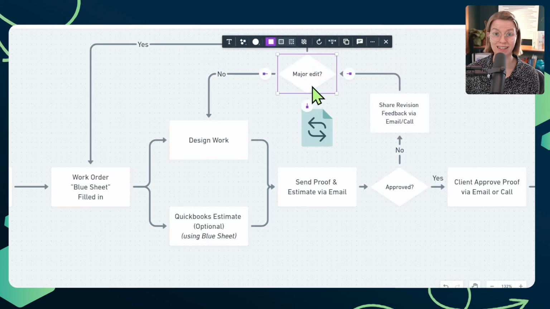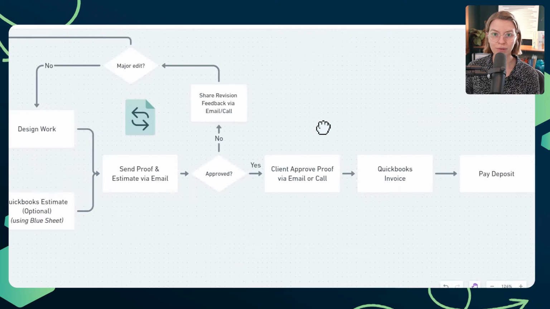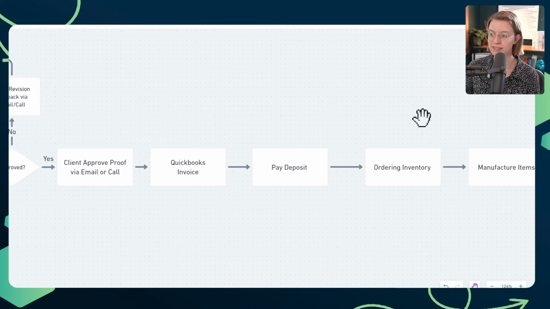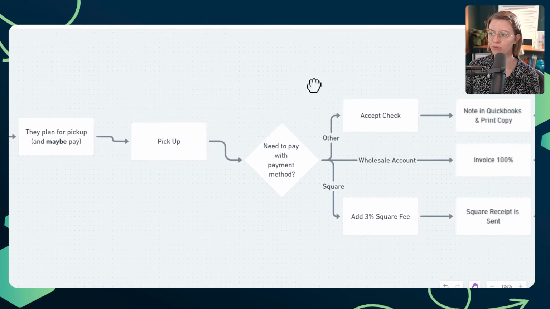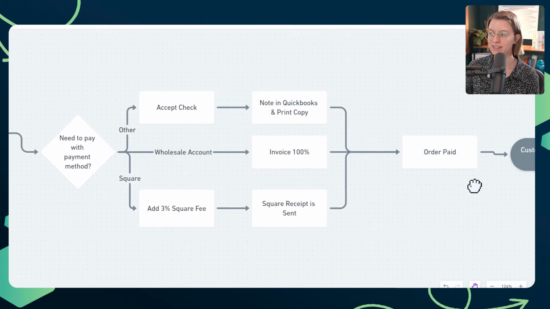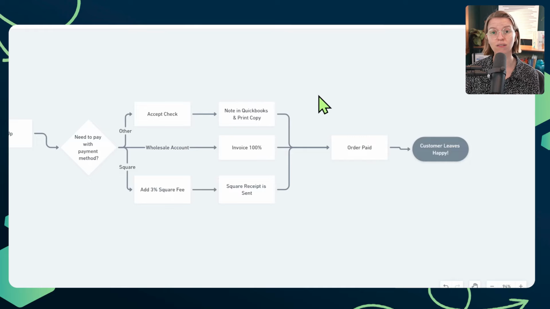Each diamond shape reflects a decision point, and each decision point typically has a yes and a no path. Sometimes you can make them a bit more complicated, but usually yes and no. From here, we'll keep moving through the entire process, adding each box and connecting them with arrows until eventually we arrive at the ending point, which in this case is the customer leaves happy. When you think of this entire thing as just outlining what happens next, it's pretty easy to go through.